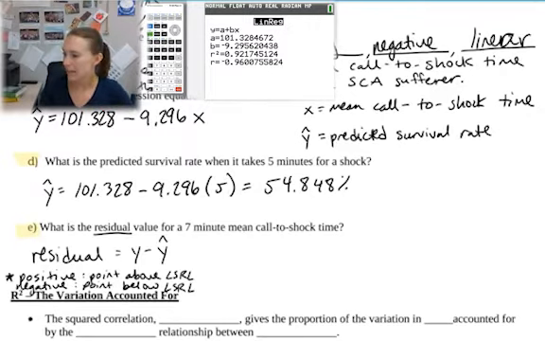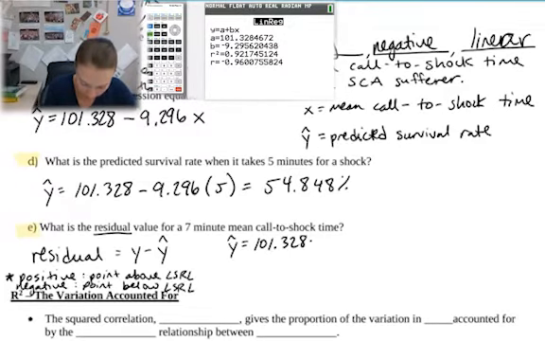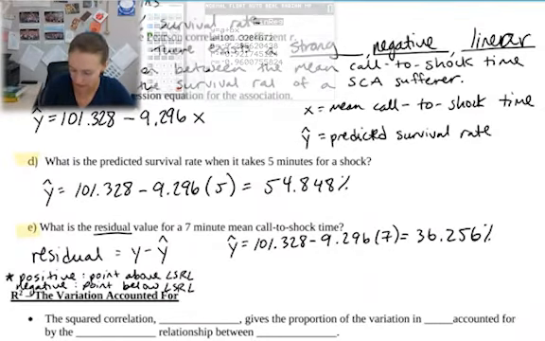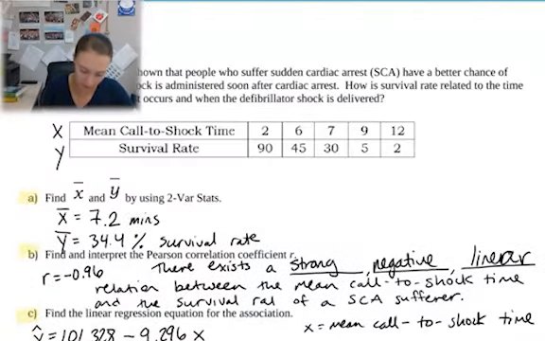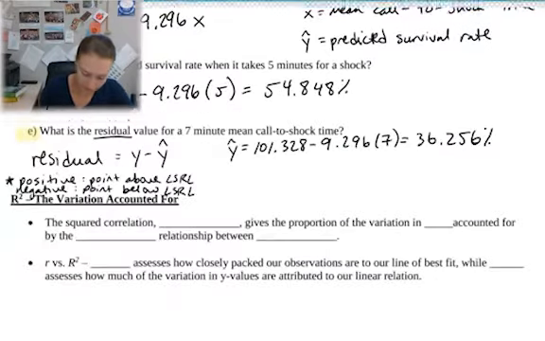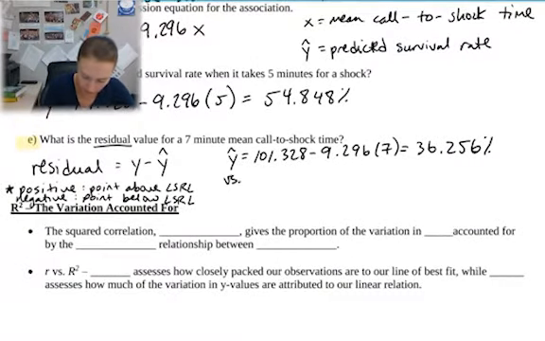So if I have a 7-minute mean call to shock time, I'm going to figure out what is the predicted value for that. So I'm going to plug this in, 9.296 times 7, and I get 36.256%. And then if we look back up at our data, it was actually 30% in real life here. So y was 30%.